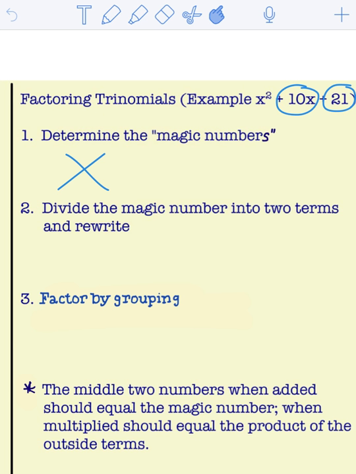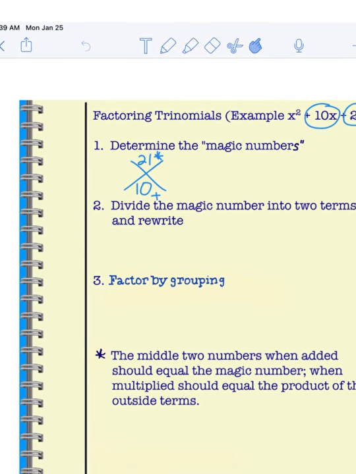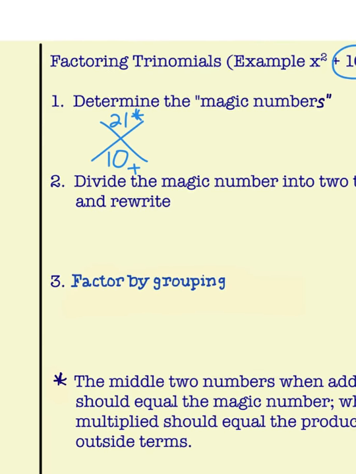So the top number is going to be 21 and the bottom number is going to be 10. They multiply to that third term, the constant term, and then they add to our middle term. All right, so let's find the magic numbers of 21 and 10. Why don't you pause the video, see if you can find the magic numbers on your own. Play it back to see if you got it right.